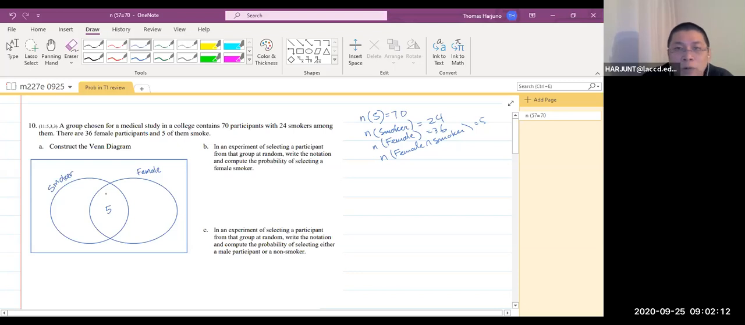Okay, now from that information, we see that the female and smoker is 5 here. Smokers are a total of 24, so 19 of them are smokers and not female, right? Okay, outside of female, but smoke. On the other hand, there are 36 female, 5 of them smoke, means 31 not smoking. Now, so far, how many people here? 55, but we need 70 people, so 15 of them are outside, is it right? Okay, now that's for the Venn diagram.